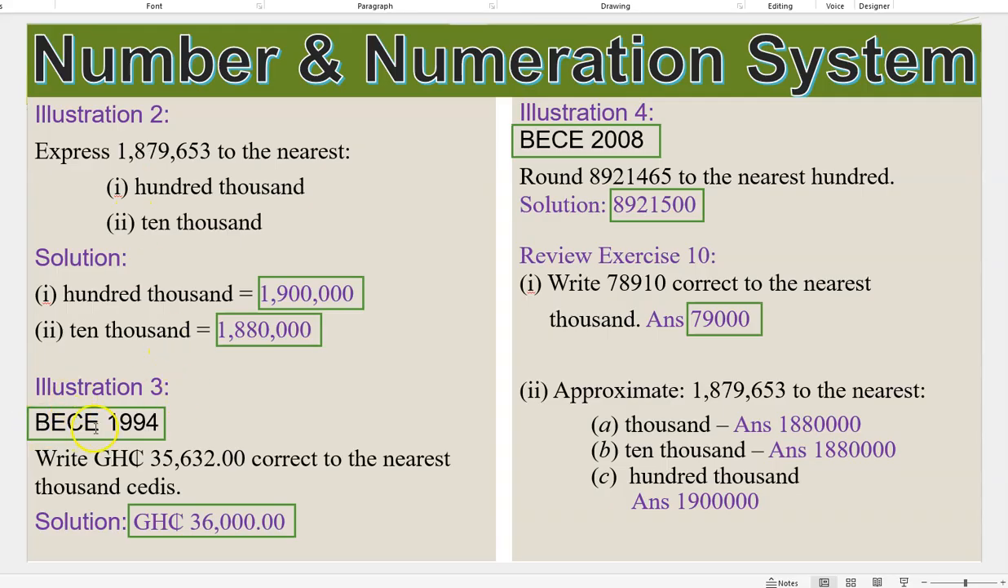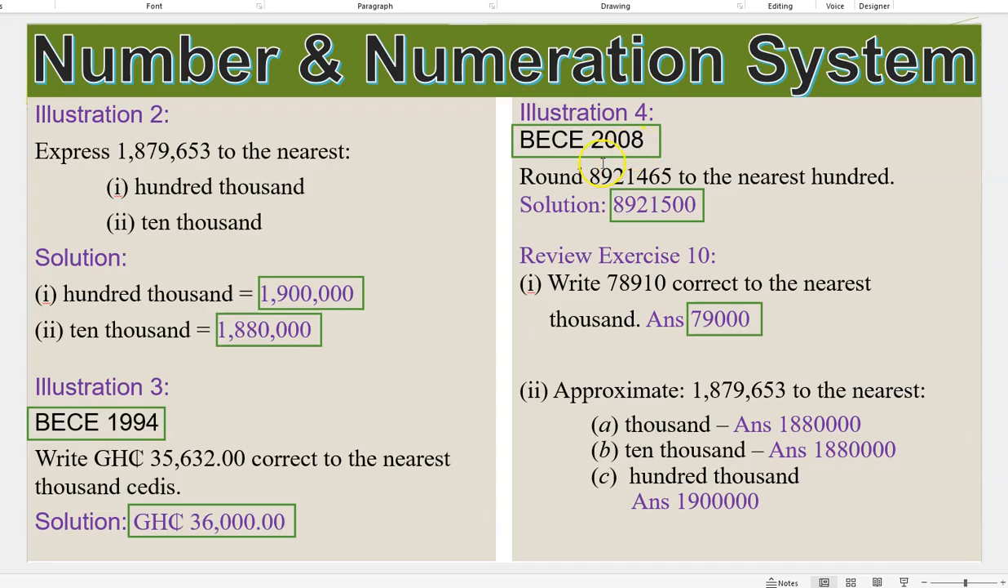Illustration 3, that is BECE 1994. Write 35,632 correct to the nearest 1,000 cedis. Which number falls within 1,000 cedis? 5. And therefore the number here is 6. So we borrow 1, add it to the 5, making 6. And therefore you're going to get 36,000 Ghana cedis, as it is written here.